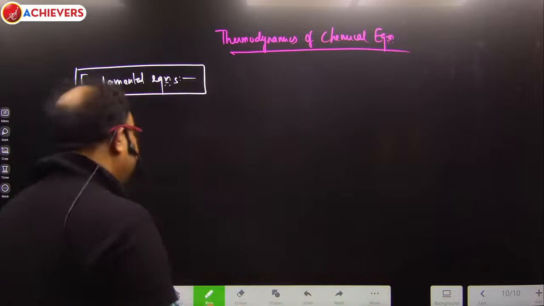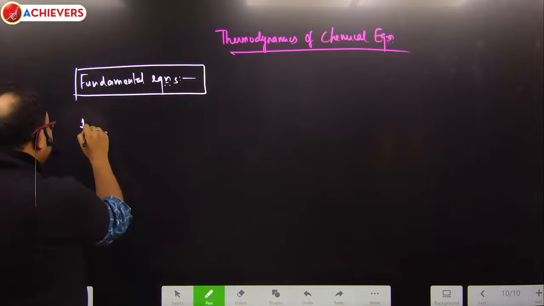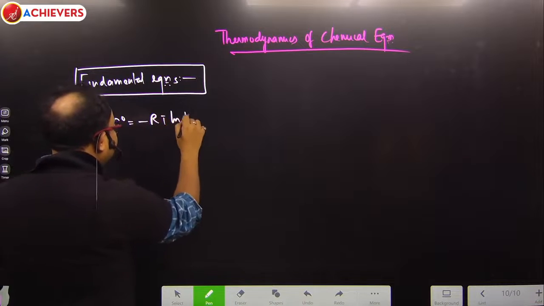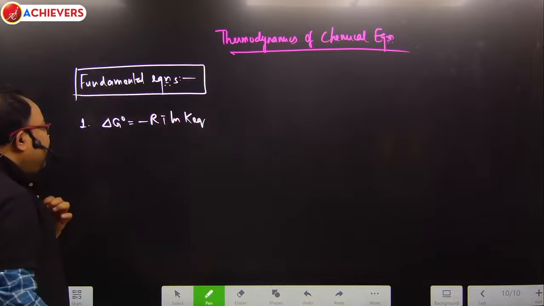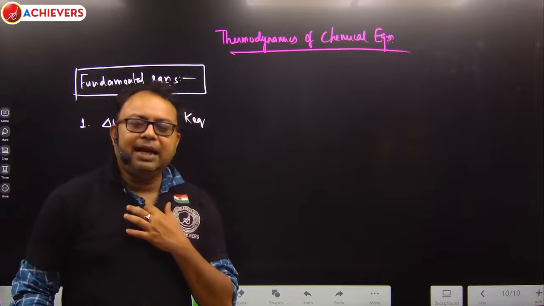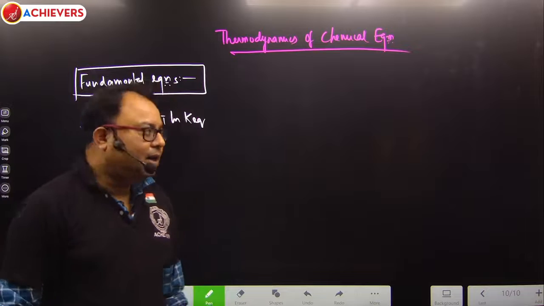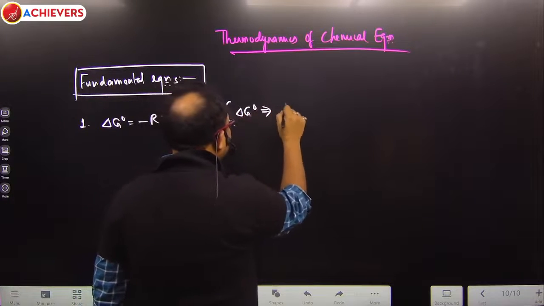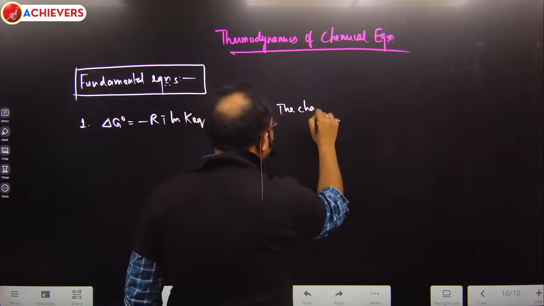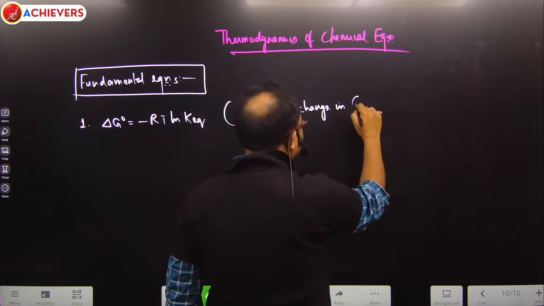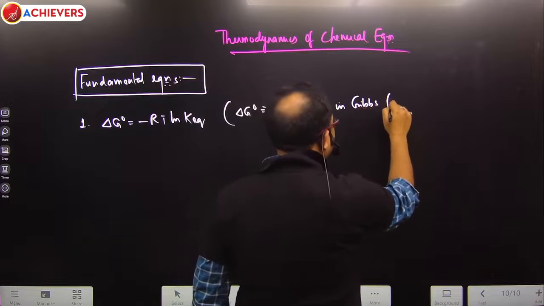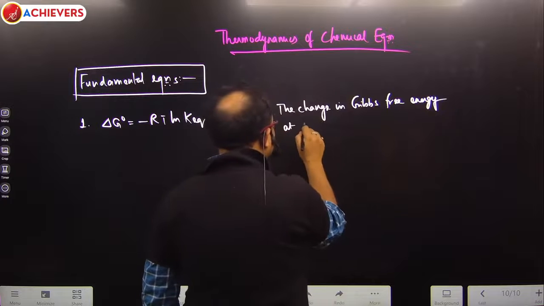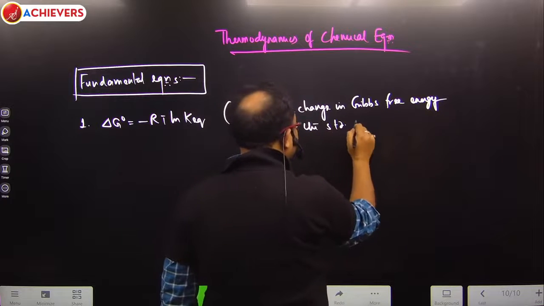So the very first equation is delta G0 is equal to minus RT ln K equilibrium. Delta G0 refers to the change in Gibbs free energy at the standard state.